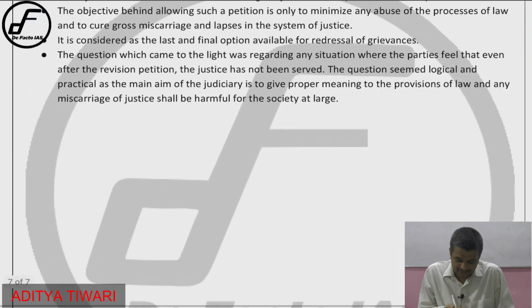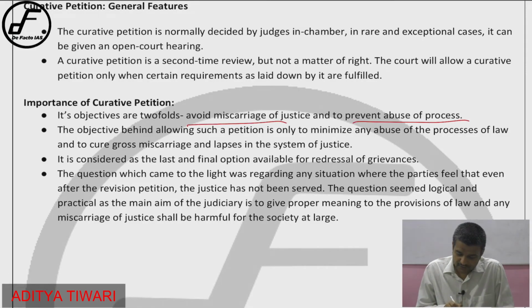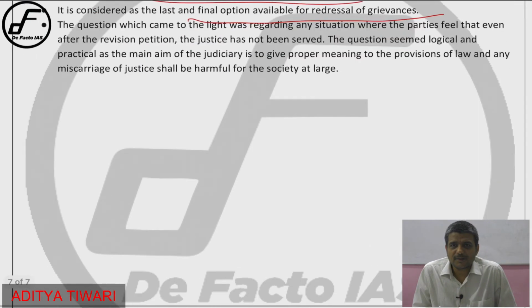Now, on the importance, philosophical lines. I have given here certain philosophical lines that you can write here: miscarriage of justice, prevention of abuse of process, lapse in the judicial system, final option for grievances. So all the philosophical points are written. If you can write 3-4 points, that will be more than sufficient.